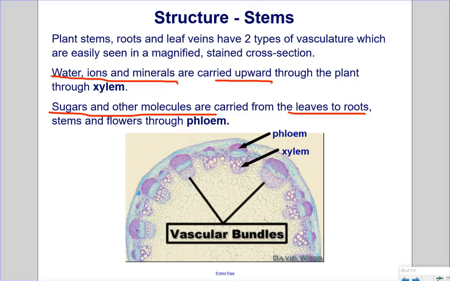Because water is being absorbed through the roots, it must be transported upward throughout the plant's body. And sugars are produced by photosynthesis in the leaves, so they must be transported downwards. In this diagram, we see vascular bundles. The phloem is stained a deeper purple than the xylem.